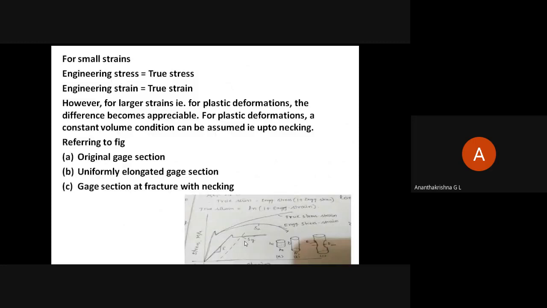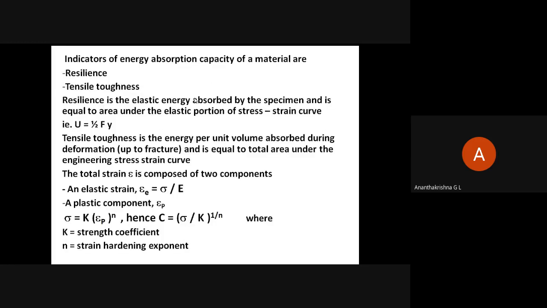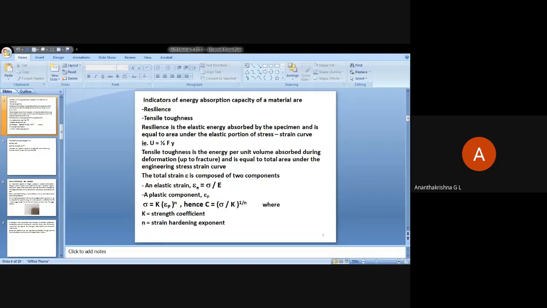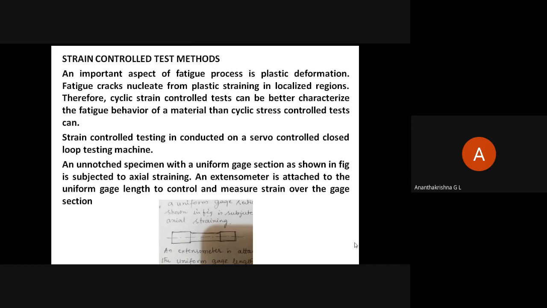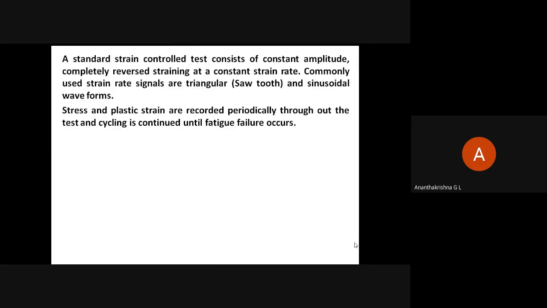So when we use instantaneous gauge length, it is called true strain. For small strain, we can say engineering stress and strain will be equal to true stress and strain. Later on, we went on to learn about resilience and tensile toughness. Toughness is the energy per unit volume absorbed during deformation up to fracture, and is equal to the total area under the engineering stress-strain curve. And then we learnt about the strain controlled test method, and the specimen that is used.